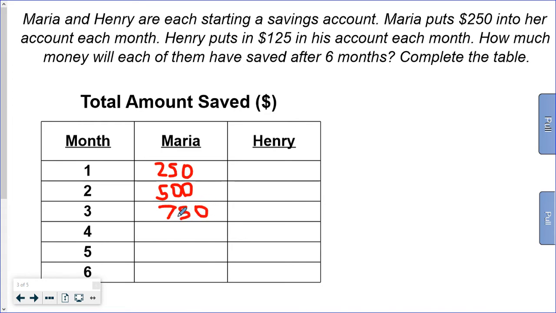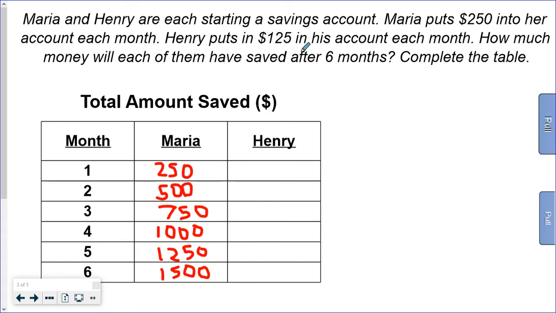And then at the end of the third month, all I'm doing is adding 250 every single time. So at the end of the fourth month, there's 1,000. And then at the end of the fifth month, again, add another 250. It's 1,250. And then at the end of the sixth month, she's going to have $1,500. So Maria, this is how much she's going to have in her account after the first 6 months. And all I did here is add 250 because that's how much Maria is putting in her account every single month. I'm going to do the same thing with Henry.